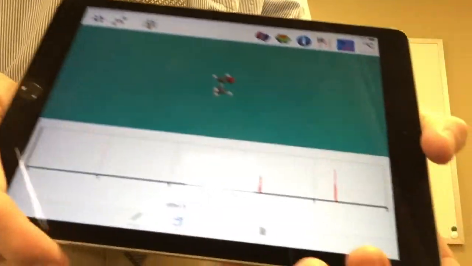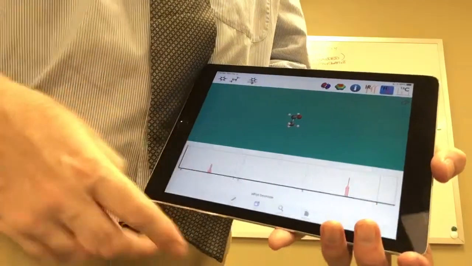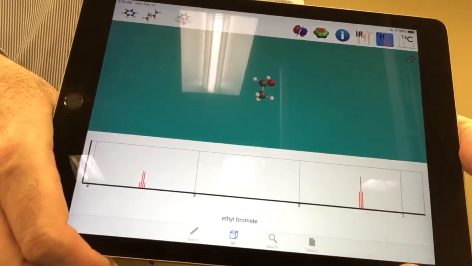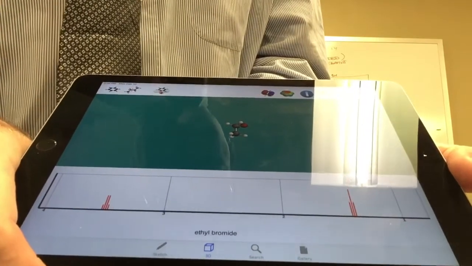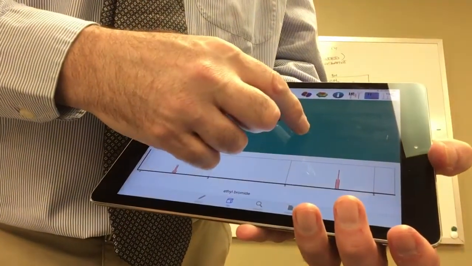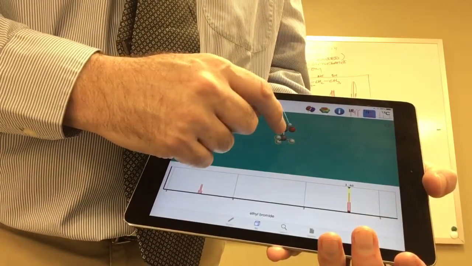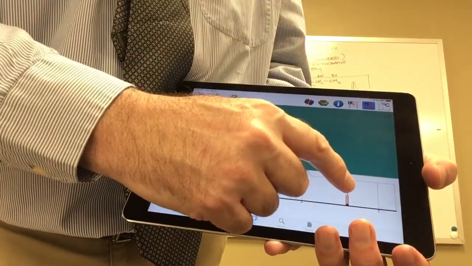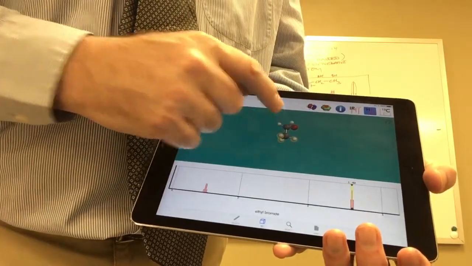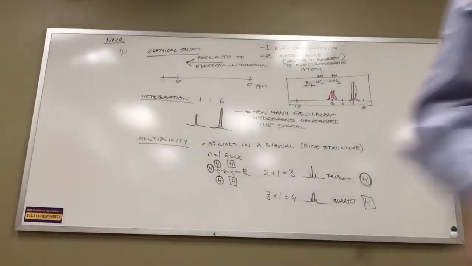And it predicts that this is what the NMR of that molecule looks like. A triplet and a quartet. And the triplet is at about 1.3, and the quartet is at about 3.5. And I get the added bonus that if I touch any of the hydrogens, I highlight where they appear in the spectrum. Okay. So we have a worksheet. Let's do some work.